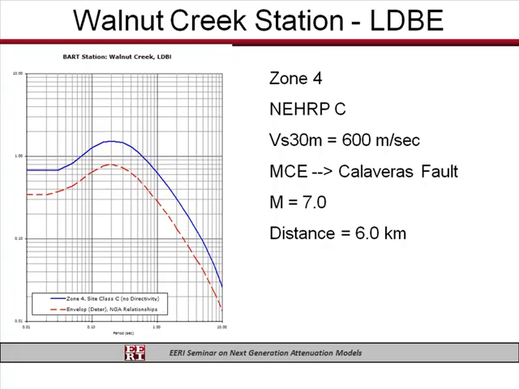If we next look at the deterministic, the LDBE design level for this case, you can see you're getting about a 50% reduction over the entire spectral period range. And so this is another example. They still need to do a retrofit for this station, but they're able to go in and say, okay, we have this new information. Let's see if we can take advantage of it and come up with a better estimate of ground motions for the retrofit program.